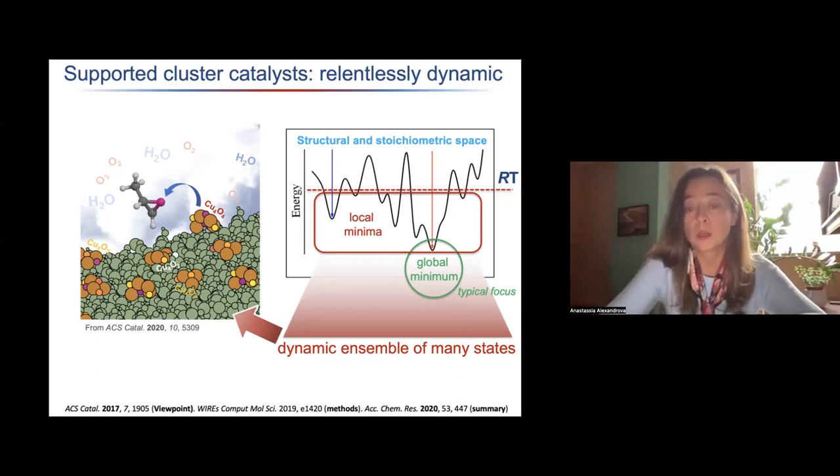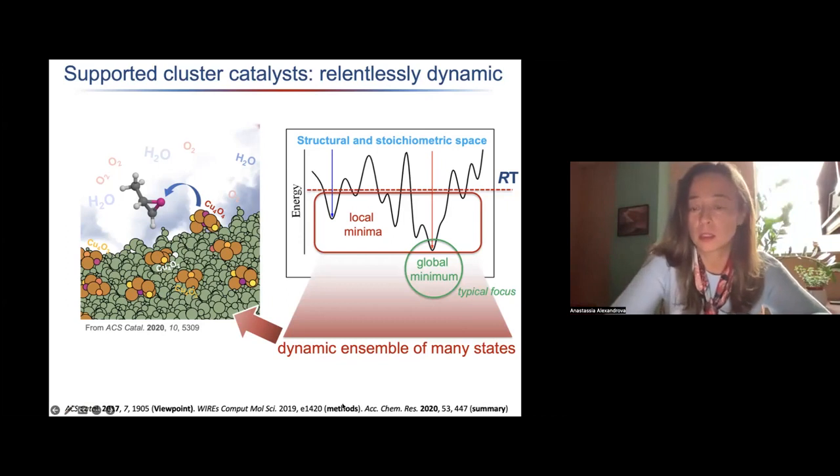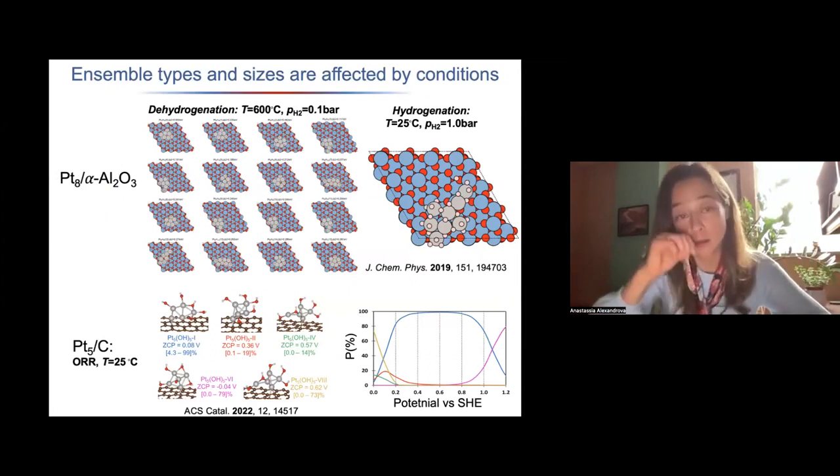So this is a paradigm that we brought to the field and we've been developing for the past little bit. There are some reviews that we wrote on how big and small these ensembles can be. It depends on the system.